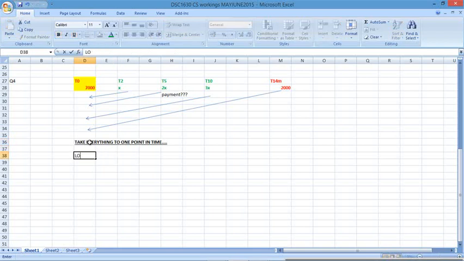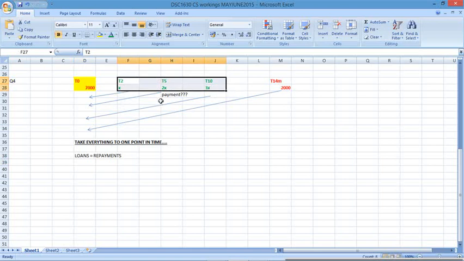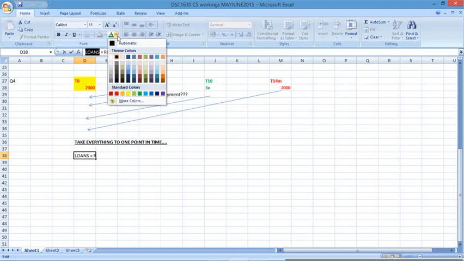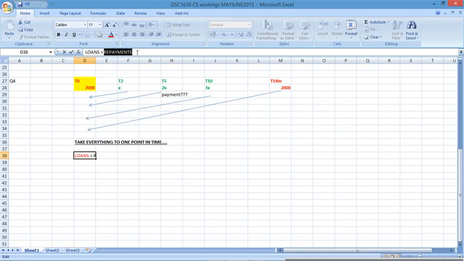So obviously my loans must equal my repayments. Because I'm going to be paying off this loan over a series of time, and obviously the loan needs to be paid off, so the value of the loan will equal the value of the repayments. So loans equal repayments. I want everything to be at the same point in time, so I'm happy with the 7,000 being where it is. The only thing I need to do with the 2,000 is take it back in time.